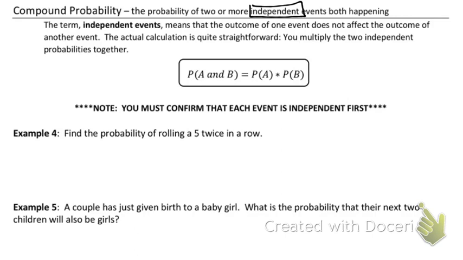So the term independent event means that the outcome of one event does not affect the outcome of the other event. Well, think about die or dice. If I roll one die and then I roll another one, that first die has no effect on the other die. They're independent of each other. They do not have effect on each other.